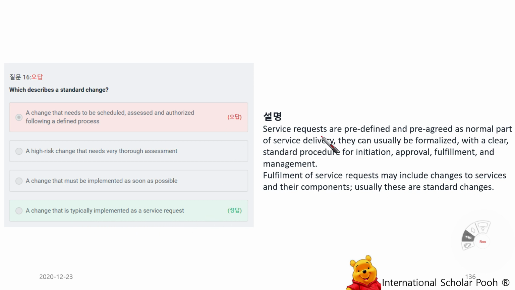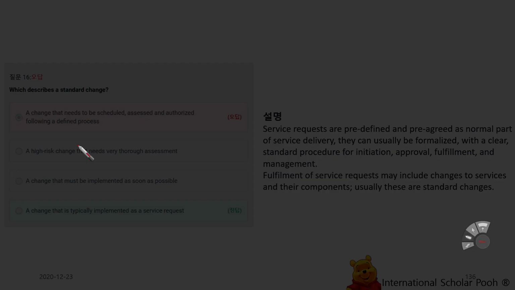Service requests are predefined and pre-agreed as a normal part of service delivery. They can usually be formalized with a clear standard procedure for initiation, approval, fulfillment, and management. Fulfillment of service requests may include changes to services and their components. Usually these are standard changes.